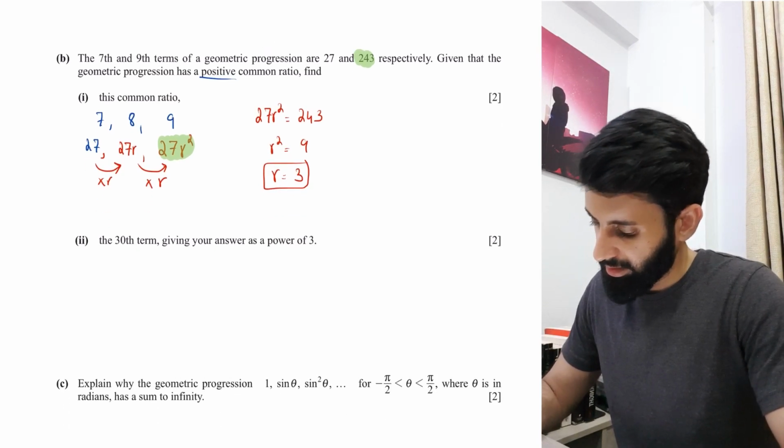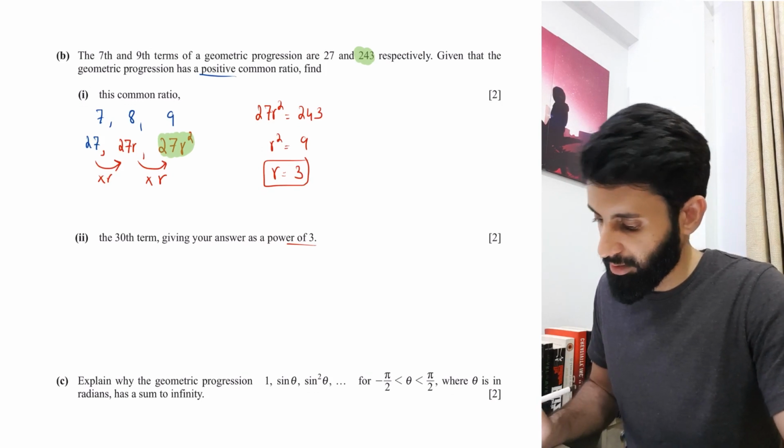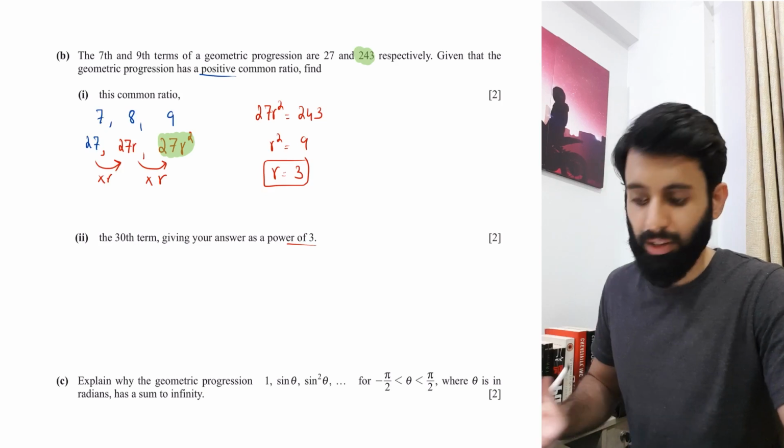And then it says the 30th term, giving an answer as a power of 3. Okay, so that means we are going to need the first term. Yep, we're going to need the first term also.